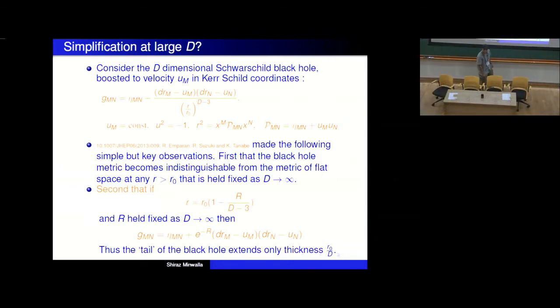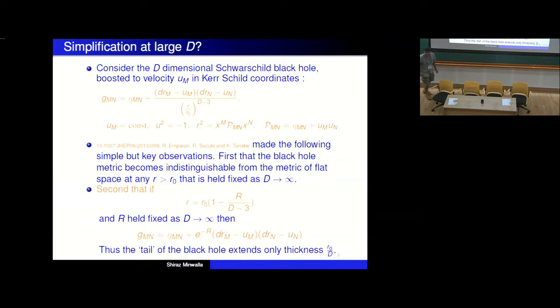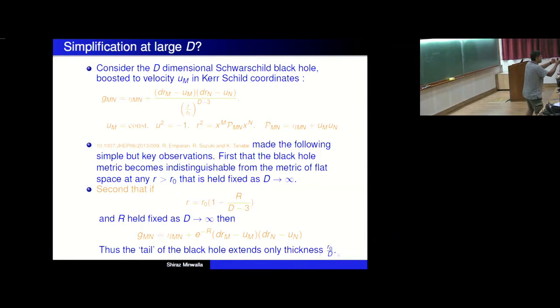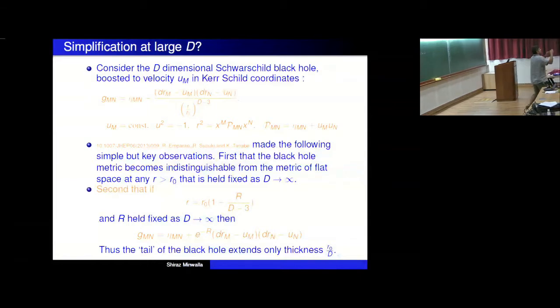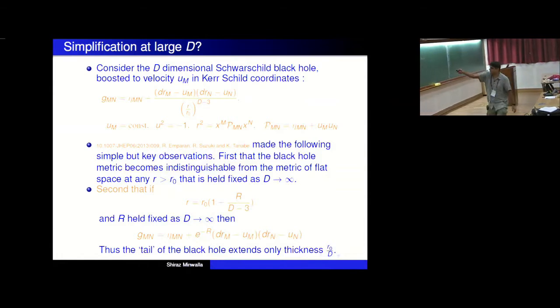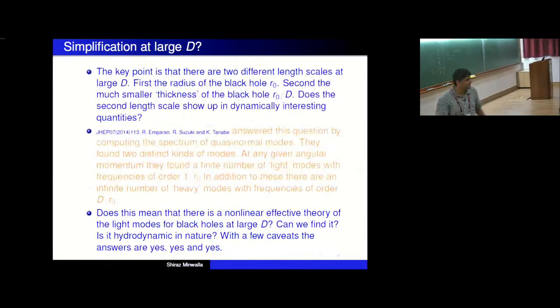It's proportional to e to the power minus R. What this little calculation tells you is that the distance away from the event horizon beyond which you can no longer see that there is a black hole is the Schwarzschild radius divided by d. It's d minus 3, but d and d minus 3 are more or less the same when d is large.